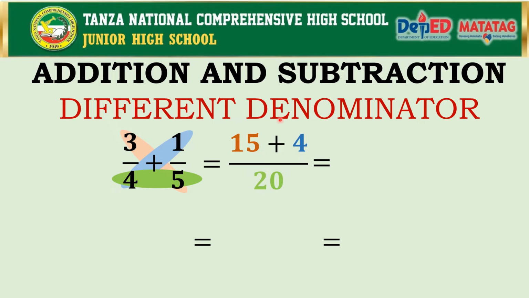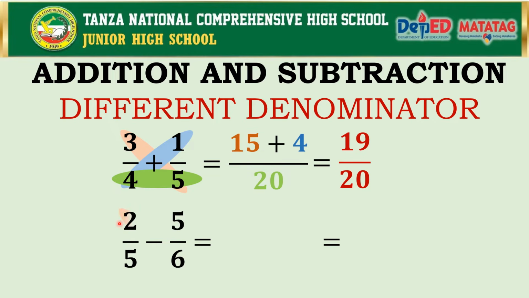So simply add your numerators. 15 plus 4 will give you 19. So therefore, the answer here is simply 19 over 20. Next example, we have 2 over 5 minus 5 over 6. So again, they have different denominators.